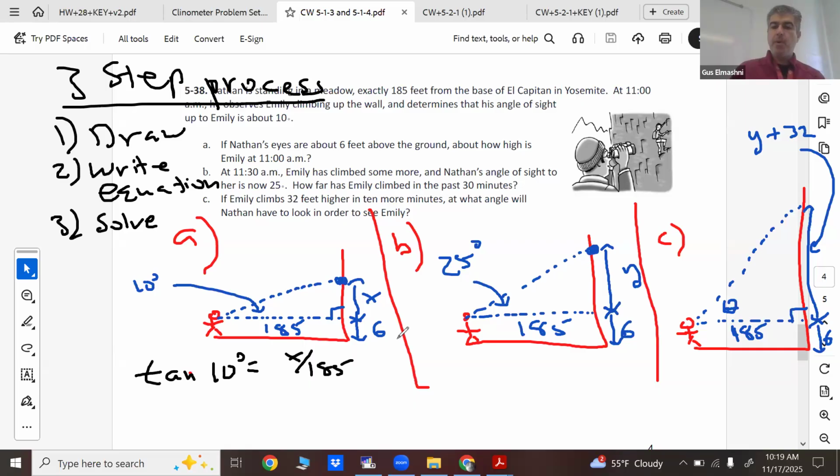Okay, what's your equation for part B? Tan 25 equals y over 185. Perfect. And finally, for part C, what's your equation? Tan theta equals y plus 32 over 185. And we'll figure out y in a little bit.